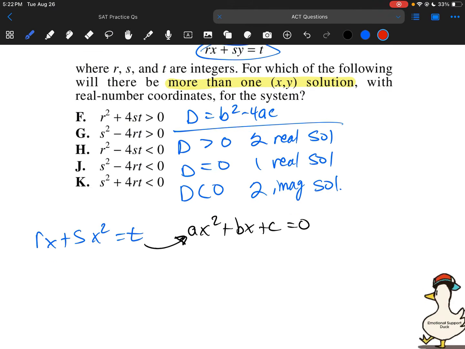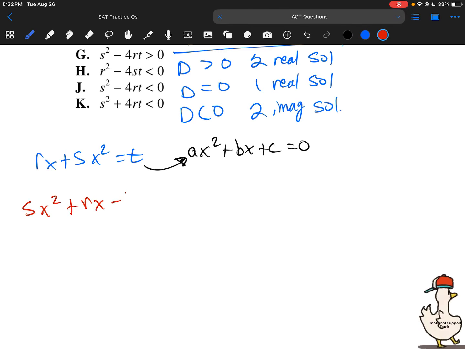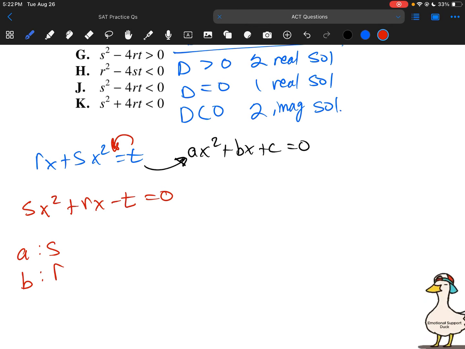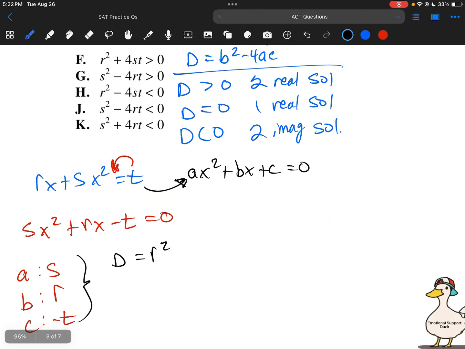And so doing that, we can just move this x squared to the front. So sx squared plus rx minus t, by moving this to the other side, is equal to 0. So now we know our a is s, we know our b is r, and we know our c is negative t. Okay, so let's just plug everything into our discriminant. So we know our discriminant D is equal to b squared, which is r squared, minus 4 times a, which is s, times c, which is negative t.